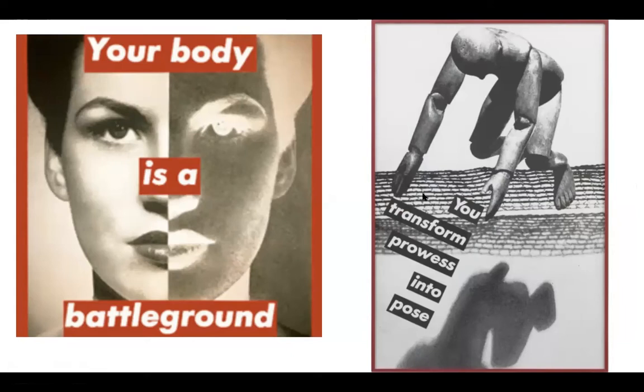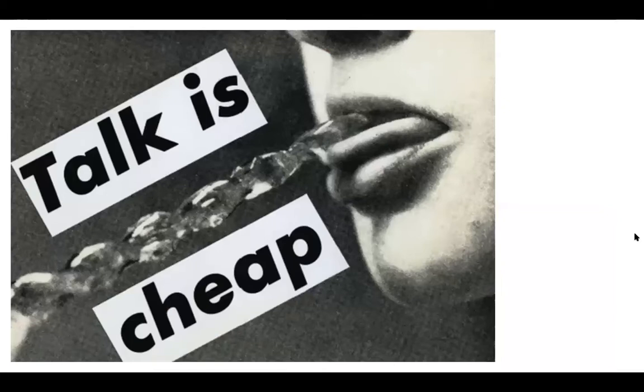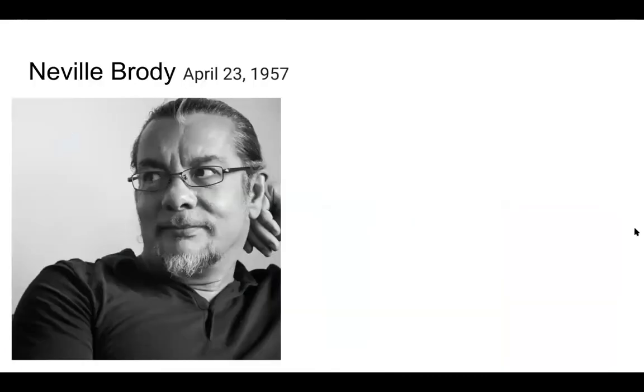So this one also really kind of looks very constructivist. You transform prowess into pose. And again, that is very similar to that Rodchenko sort of thing where we see those women on those stairs. Talk is cheap. Again, we're seeing a lot of this text. It's not just going horizontal or vertical, but rather it's going diagonal. We're breaking the space up into thirds diagonally as well. So the rule of thirds is really something you can never go wrong with if you're at a loss for where to start.